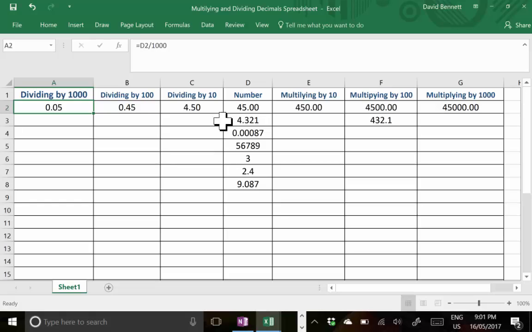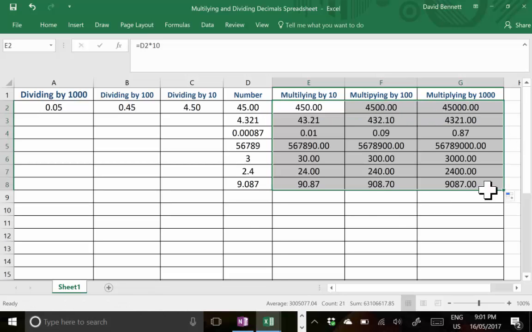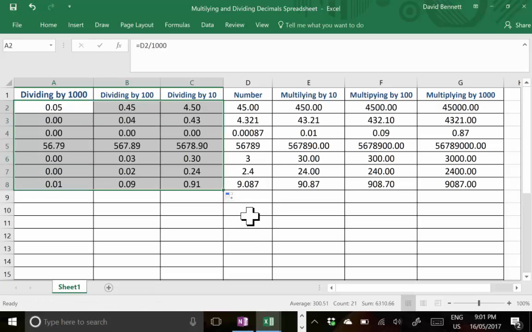Now, it's a little trick for us. The little trick is simply, if we do this on this side, if we go to the bottom right-hand corner, and it goes black, if we drag that down, it actually works it all out for us. We'll do the same thing over here. We go back bottom right-hand corner, drag it down. It's just done all those calculations for us.